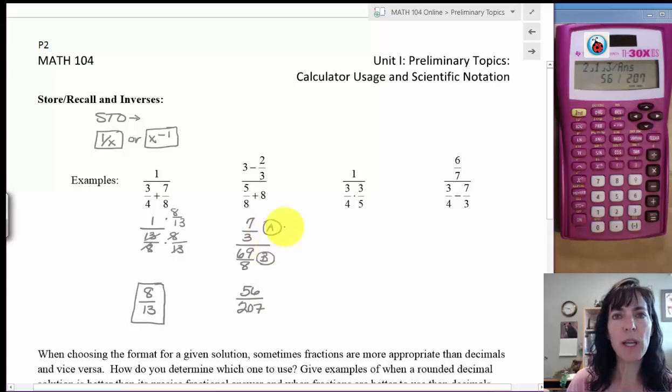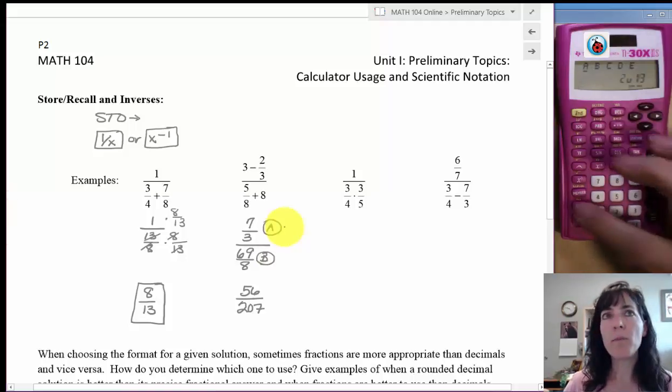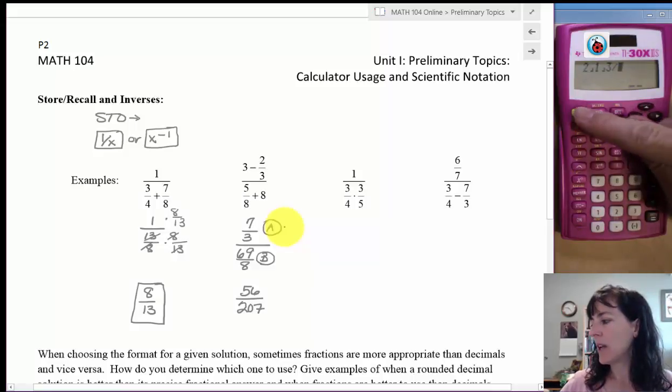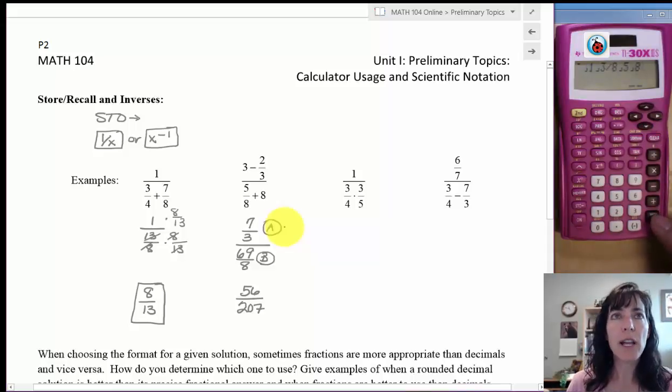So I'll show you again using the A and the B for doing the division. So I'll do recall A divided by recall, slide over to B, and push enter. And now it's showing my division. Push enter one more time, and there it is, 56 over 207.